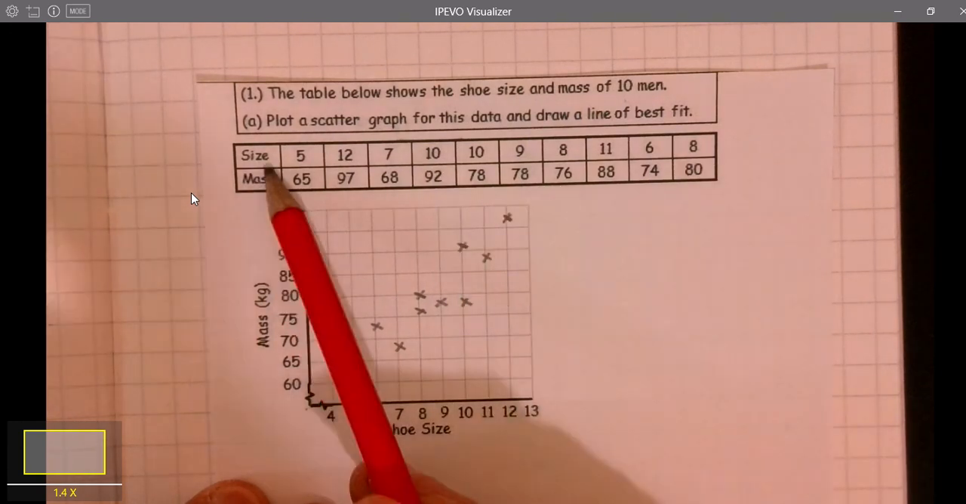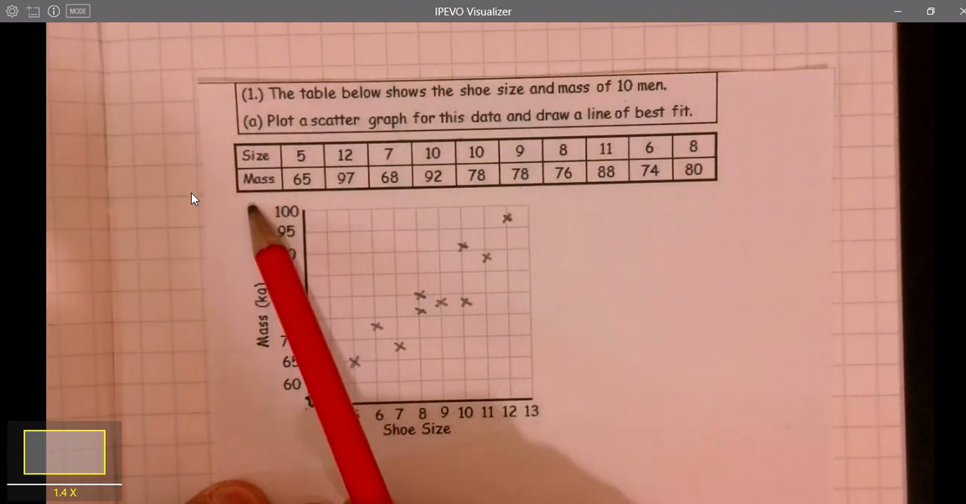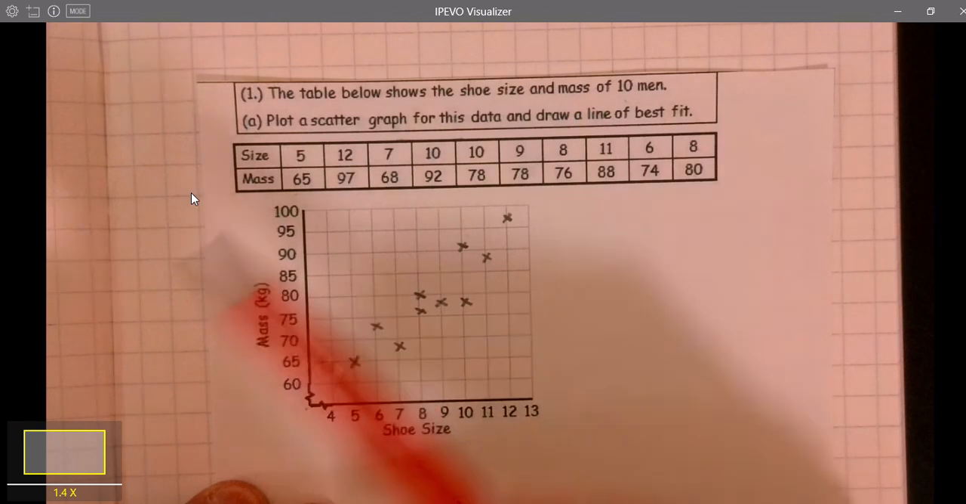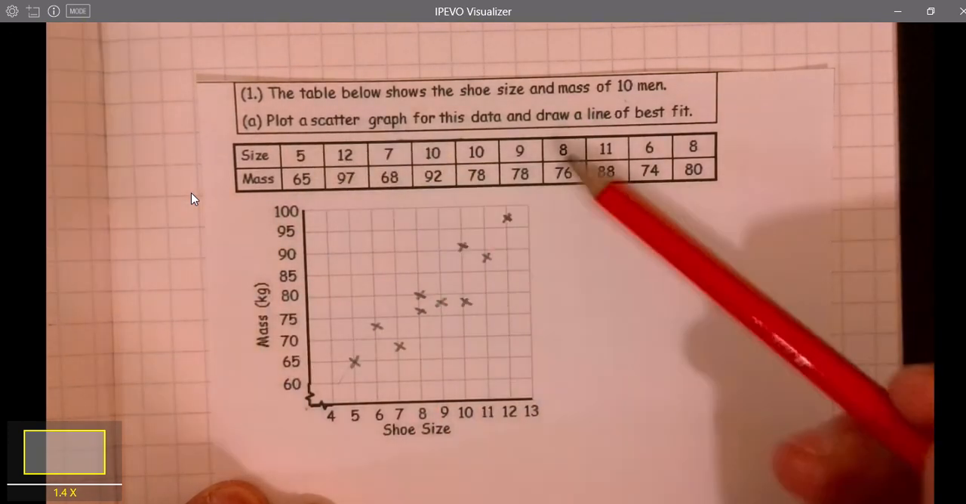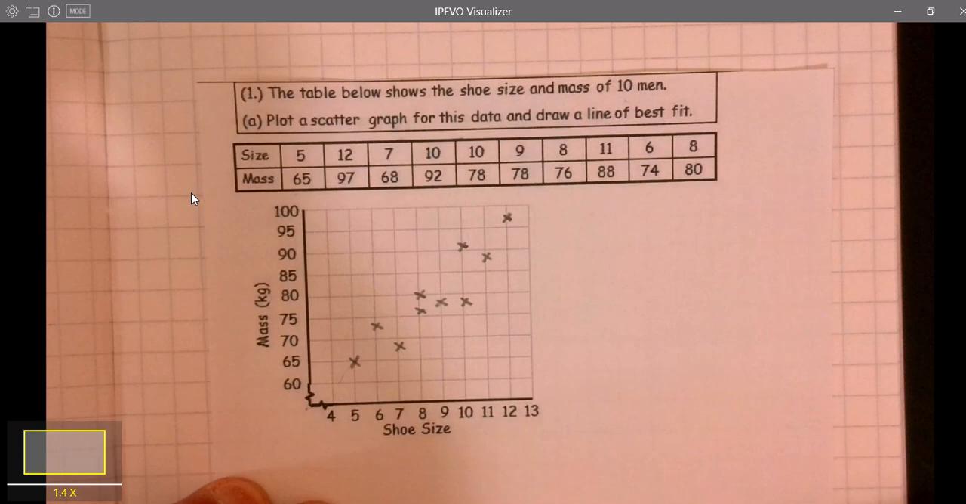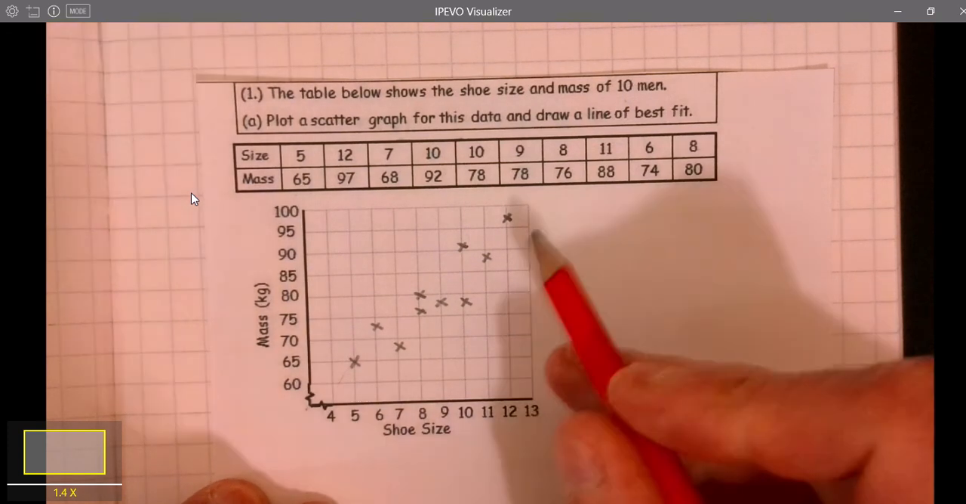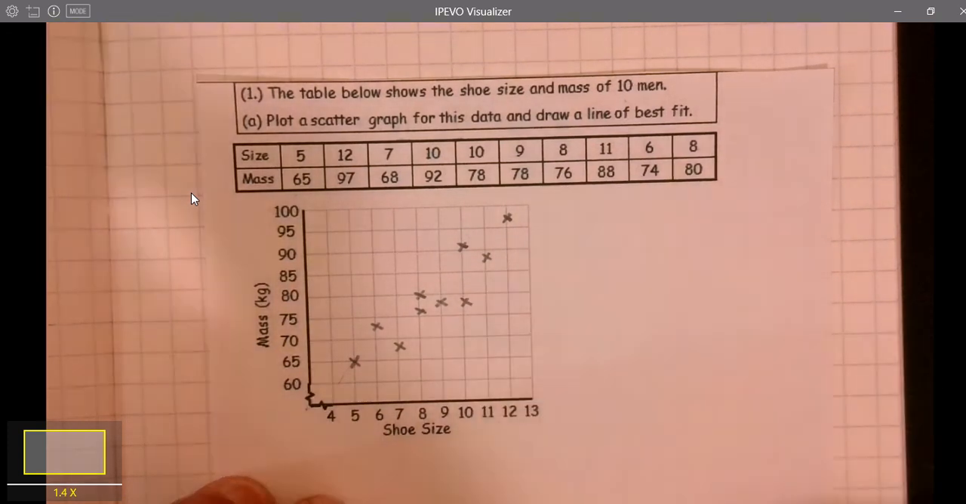This isn't a frequency table. It's not saying how many people have got size 5, how many people have got size 6, how many people have got size 7. It's paired information. So that's where we plot one against the other. That's what makes it a scatter graph, and then we can look for relationships in there.